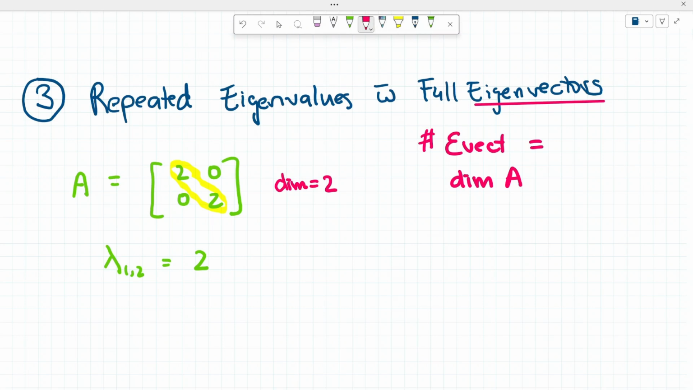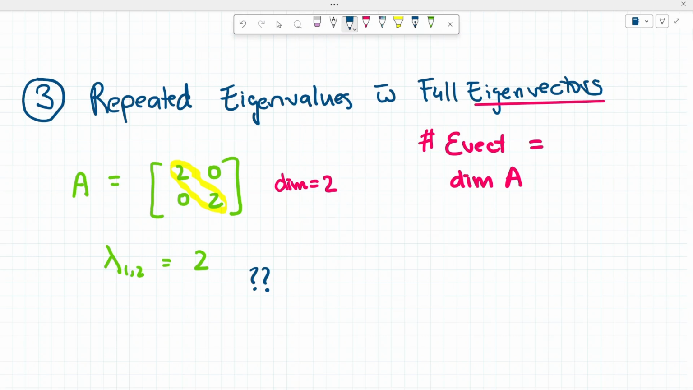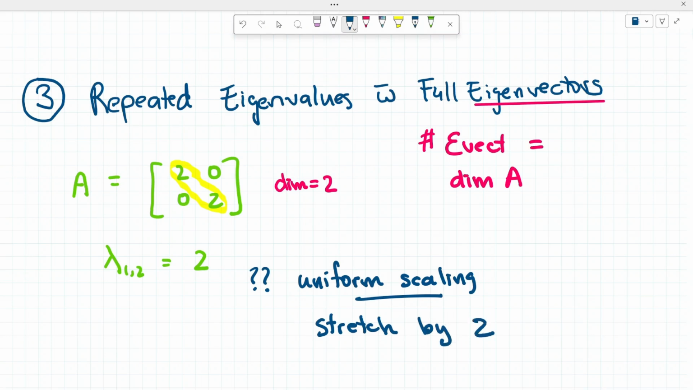So let's take a second and think about what is the interpretation of this. What does this actually mean? Well, this means that we have uniform scaling. And what does uniform scaling mean? That means that everything is stretched by a factor of 2. So we have a big stretch by a factor of 2. And that's all that's happening here. Again, no rotation. Everything is uniformly being stretched or scaled by a factor of 2. And the reason behind this is because we have our full eigenvector space.